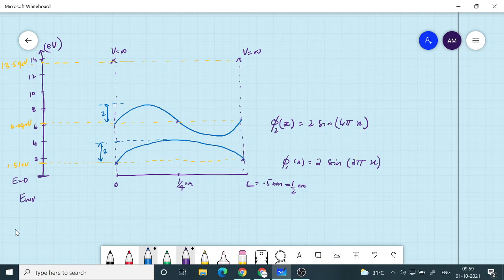Now for the third one, my wave function phi 3 of x is 2 sine 6 pi x. That's what we got. So that was 3 half cycles if you look at, and therefore you can draw it as, so divide it into 3 equal parts and then draw 3 half cycles like this. Okay, so this way it goes on.